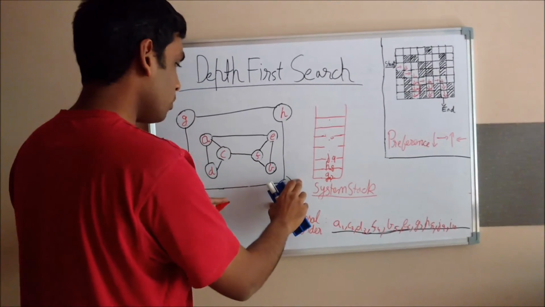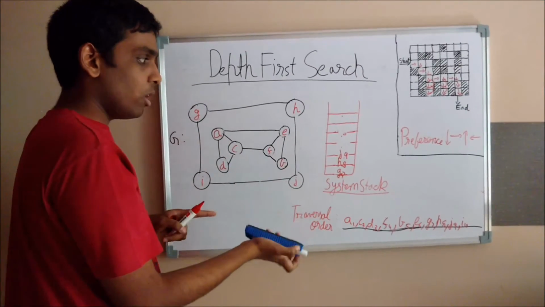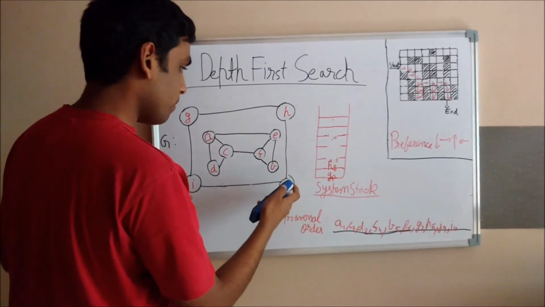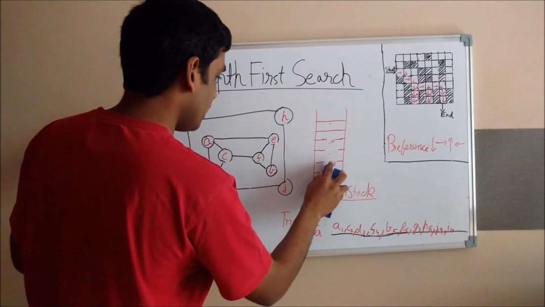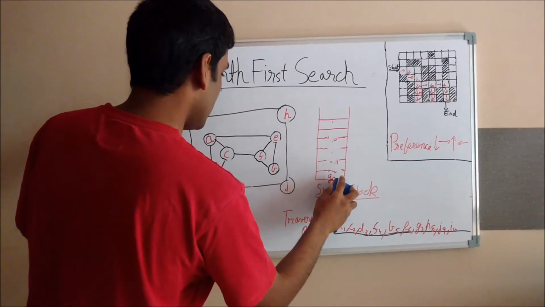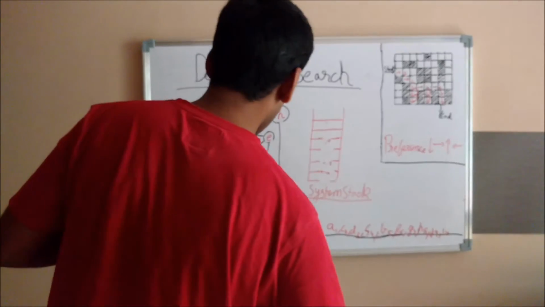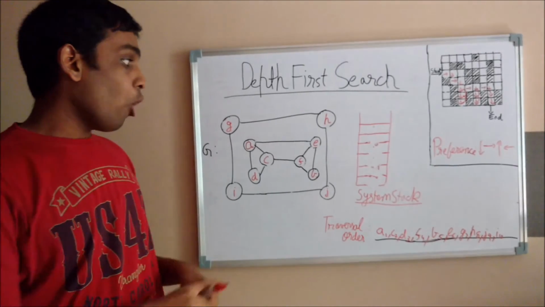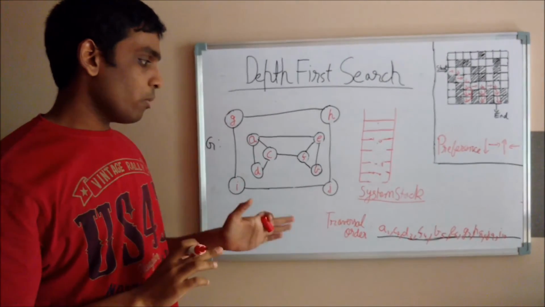Similarly with J, both H and I have been visited already, so J can also be popped out from the stack. And the same follows with H because both G and J have been processed already, and the same follows with G because both the adjacent vertices have been visited already. So with this, the system stack is now empty, and all the vertices in the graph have been processed and visited, and hence the traversal is completed.